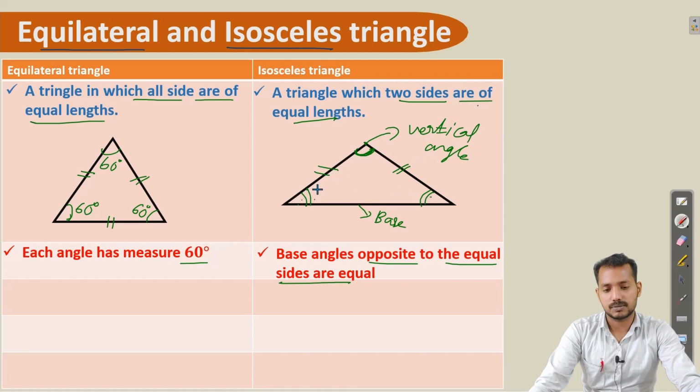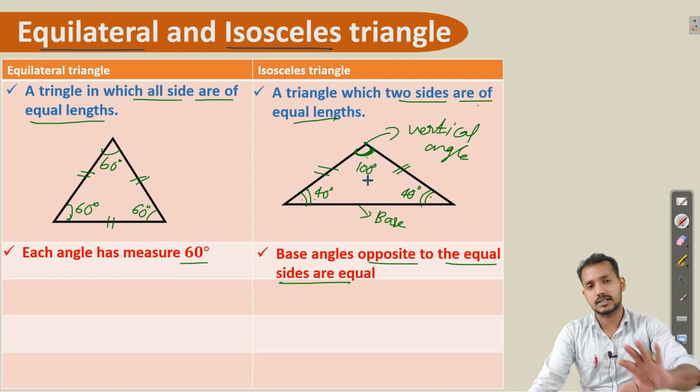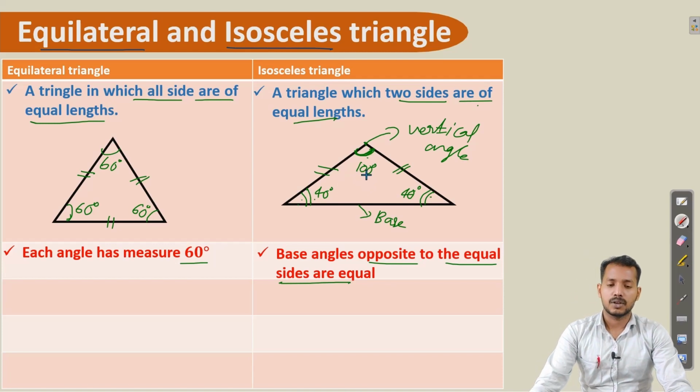Suppose, for example, if it is 40 degrees, then this will also be 40 degrees. Then we can easily find the vertical angle, which will be equal to 100 degrees, because 100 plus 40 plus 40 is 180 degrees, satisfying the angle sum property. So you have to remember the angle properties of these two kinds of triangles.